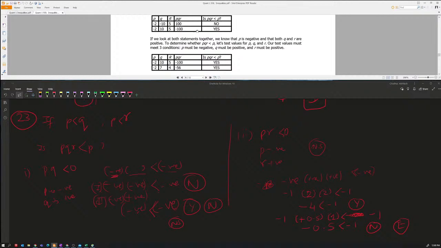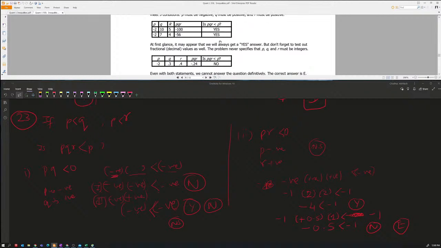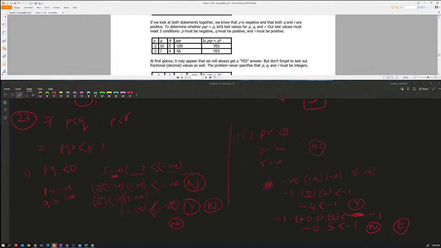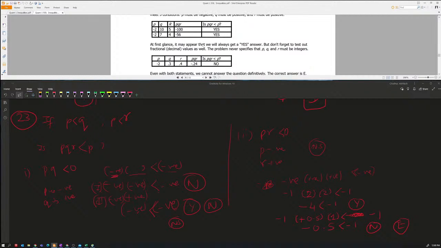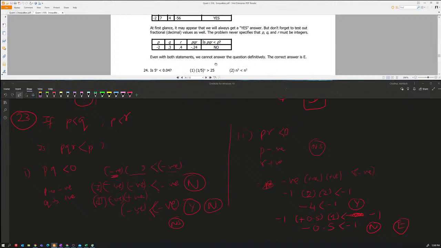And now we look at these statements together. Here they get a yes answer, but they also get a no answer in both of them. Definitely, it is not sufficient.